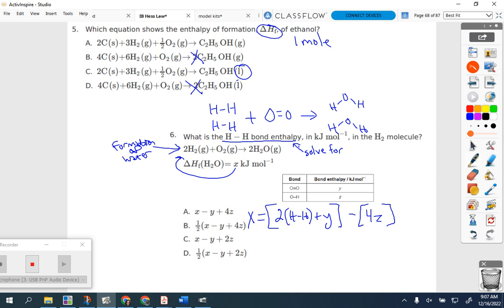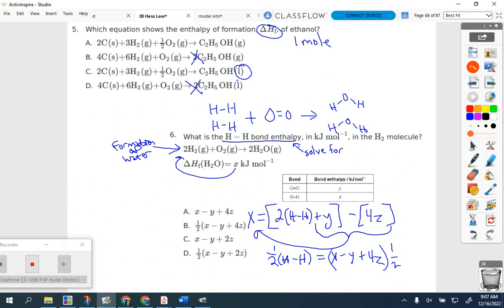So now all I have to do is solve for the HH bond. So I'm going to take this and bring it over there. I'm rewriting it slightly differently, but I think you'll get the point. Our 2HH is going to be equal to X minus Y plus 4Z. And then we just divide it by 2 and divide this by 2 in order to get the answer.